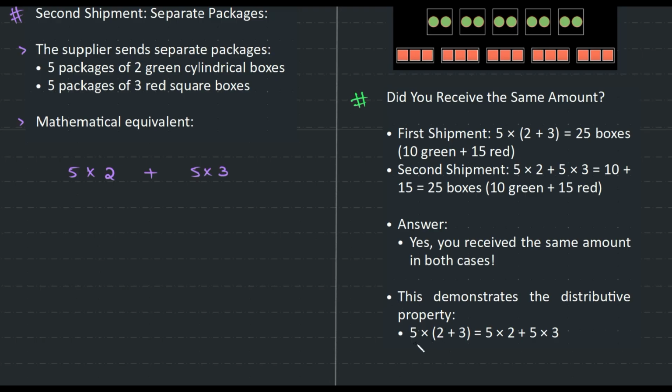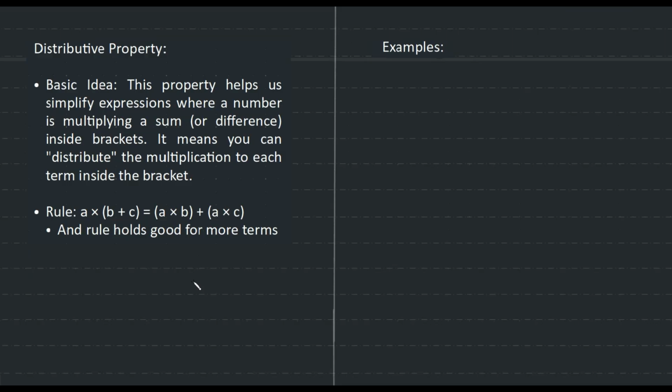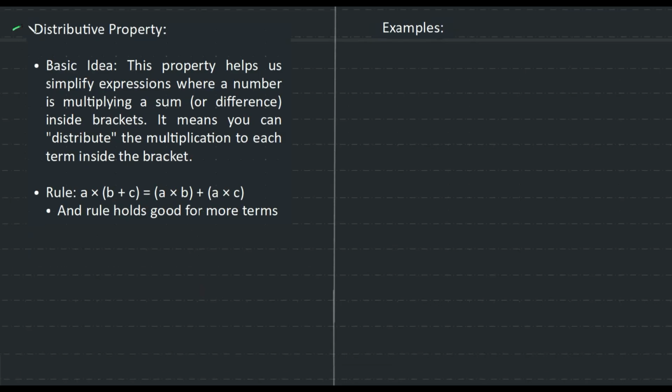That is, 5 times of 2 plus 3 is the same as 5 times of 2 plus 5 times of 3. My bad, let me read this again. 5 times of 2 plus 3 is the same as 5 times of 2 plus 5 times of 3. This is known as distributive property. So let me talk about the property. Don't worry, as usual, we'll do a lot of questions and we'll understand better. This is just an introduction video.